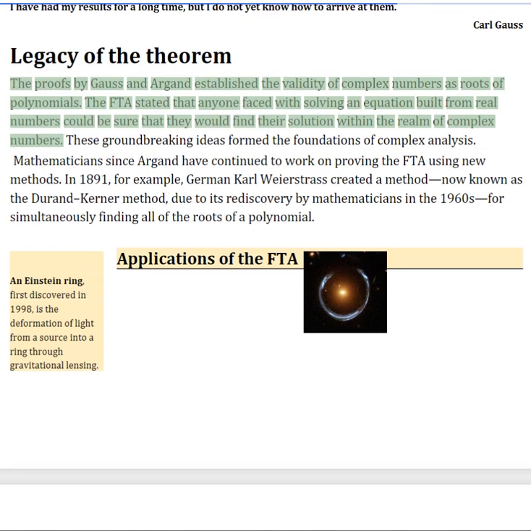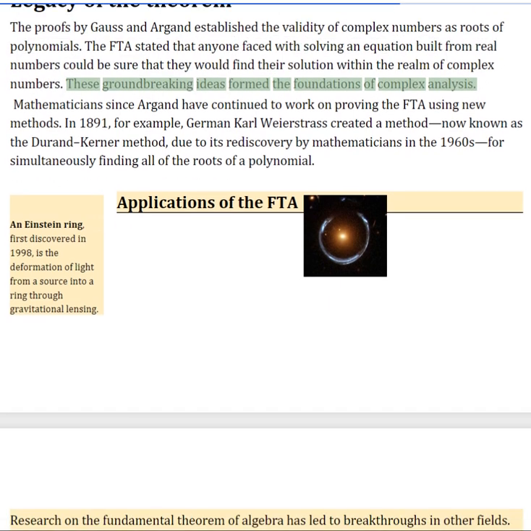The proofs by Gauss and Argand established the validity of complex numbers as roots of polynomials. The FTA stated that anyone faced with solving an equation built from real numbers could be sure that they would find their solution within the realm of complex numbers. These groundbreaking ideas formed the foundations of complex analysis.